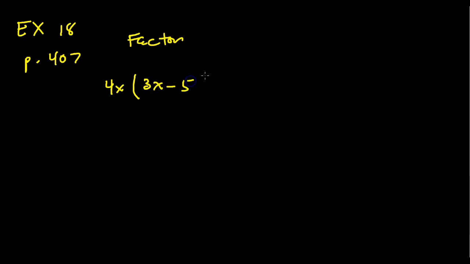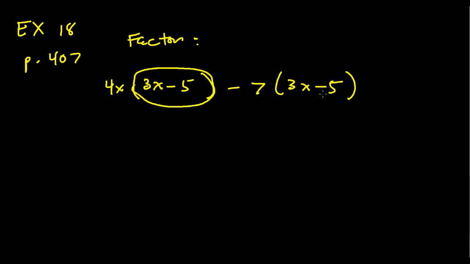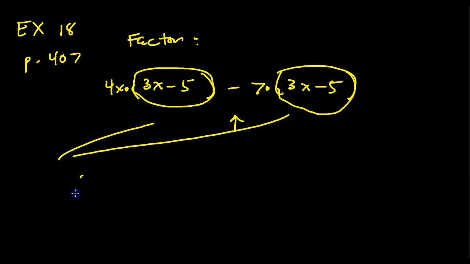Example 18 in our text is similar. This is on page 407, right at the bottom. We are asked to factor 4x times 3x minus 5 minus 7 times 3x minus 5. Very similar to the last problem, again, I'll notice 3x minus 5 is a common factor to both terms of this difference. All right, so I'll take out the common 3x minus 5.